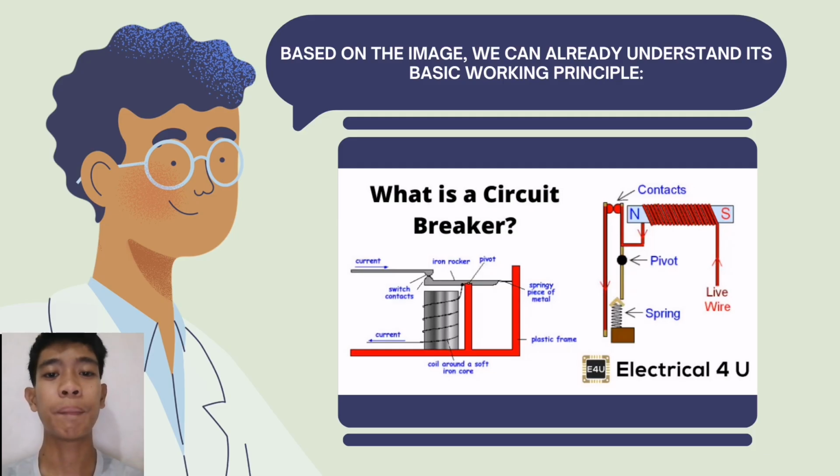The red path represents the flow of electric current through the circuit. The coil wrapped around a soft iron core acts as an electromagnet. The spring mechanism is responsible for opening the circuit when needed. The contacts, where current flows, are the points that connect and disconnect electricity.